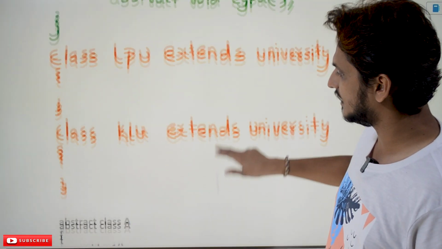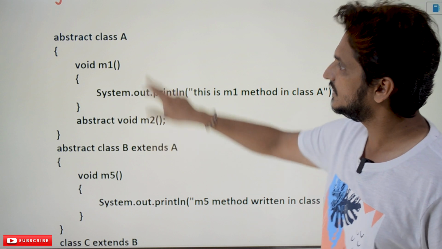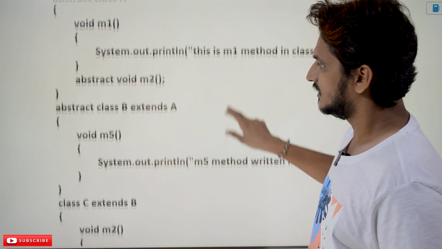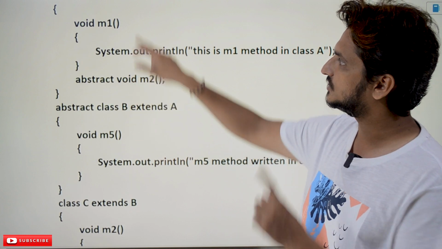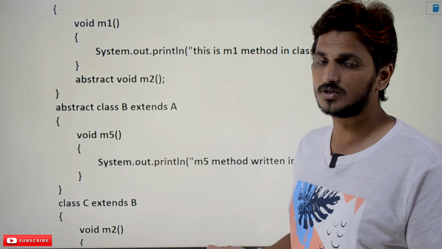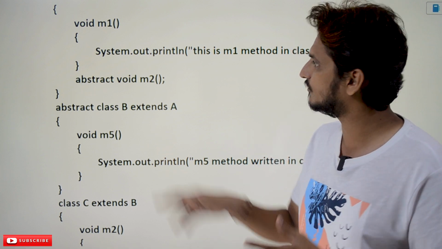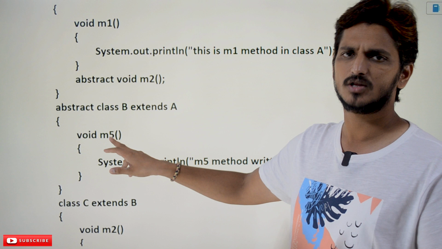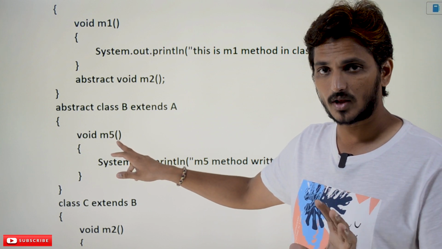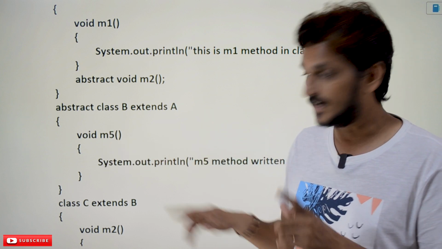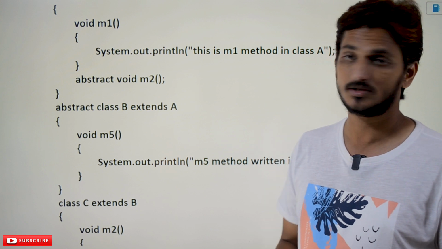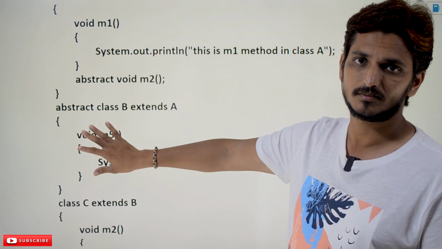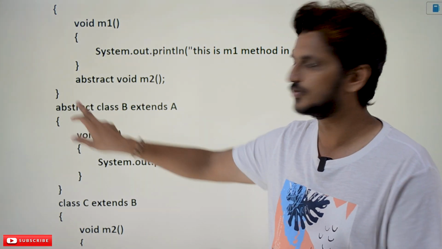One more important point you need to understand, the last example: abstract class A. In this class A, we have the M1 method and the M2 method. M2 is an abstract method. Class B extends A. Suppose in your situation you don't want to write the logic of the M2 method here in class B. You are writing only the logic for the M5 method, or some other method. You don't want to write the logic of M2 here in class B. Then definitely this class B should be an abstract class, because you are not implementing the abstract method here. Then you are not supposed to create an object for this class, because it is not fully implemented. That's why this class should be an abstract class.